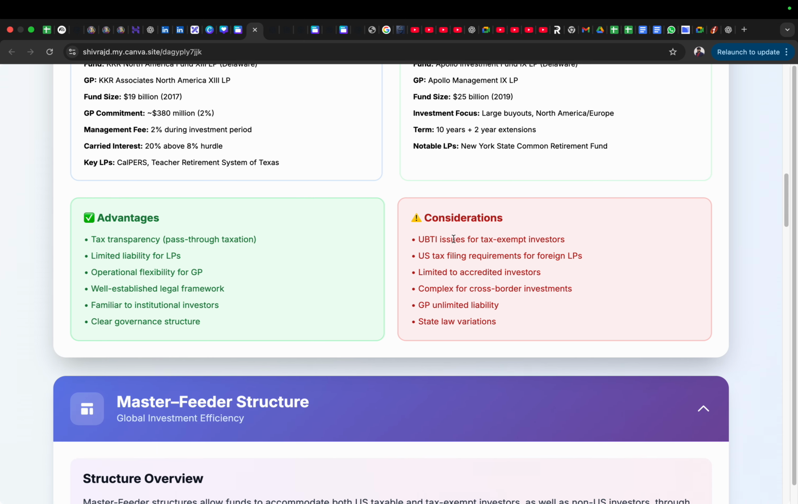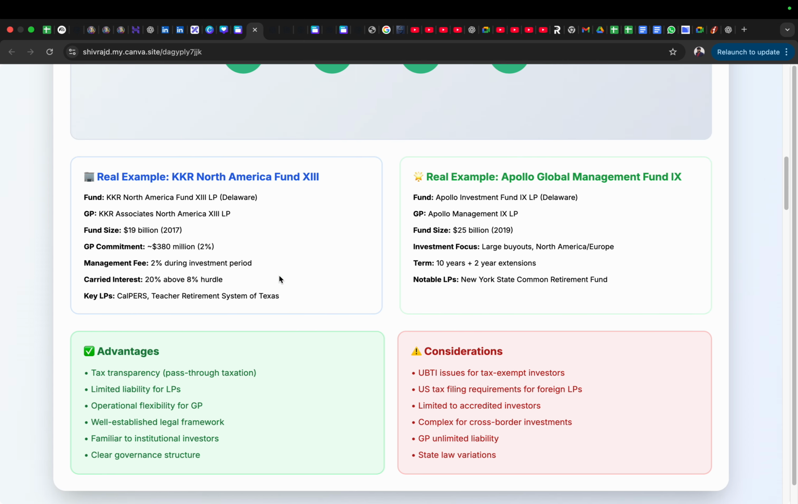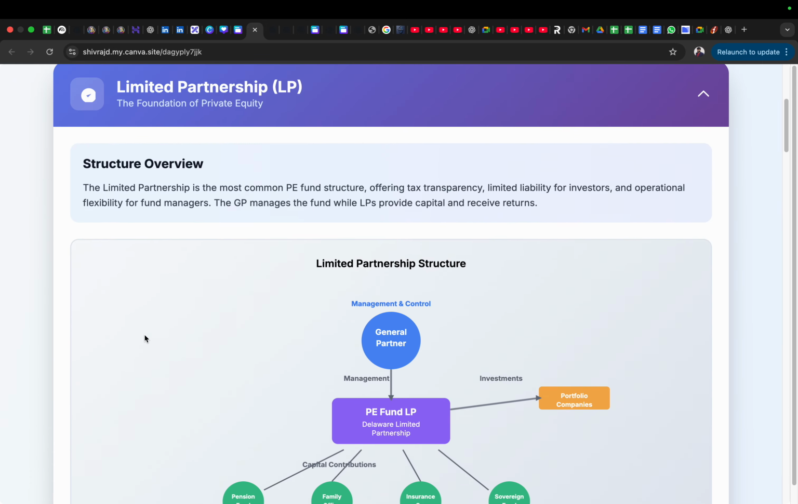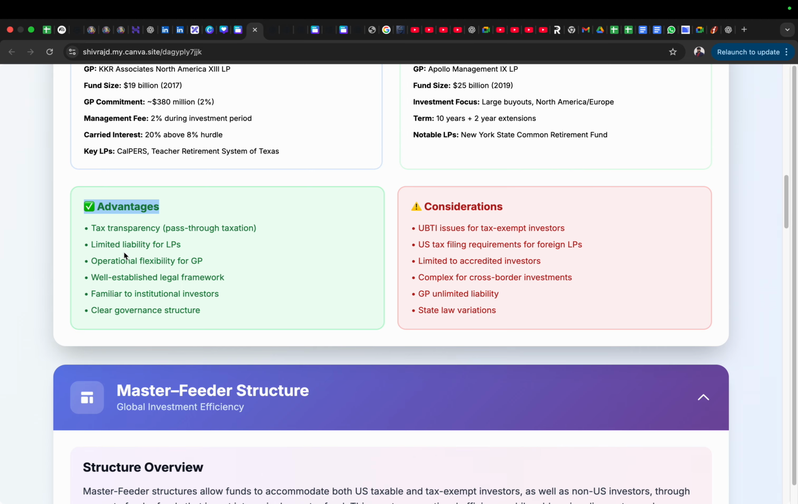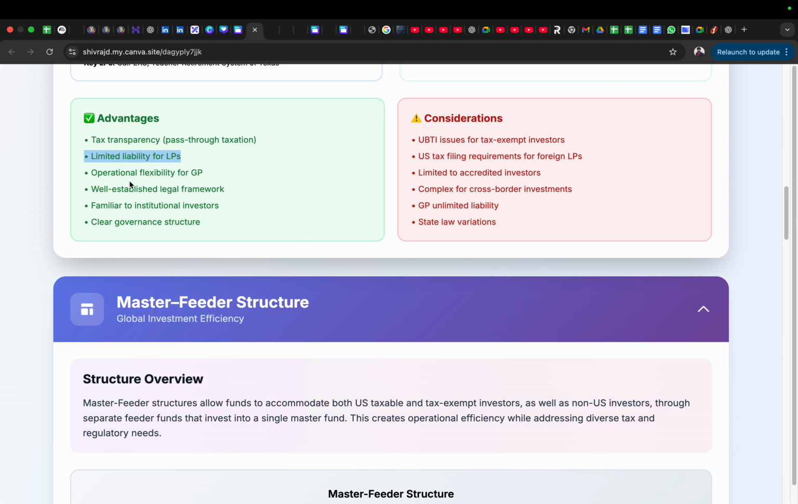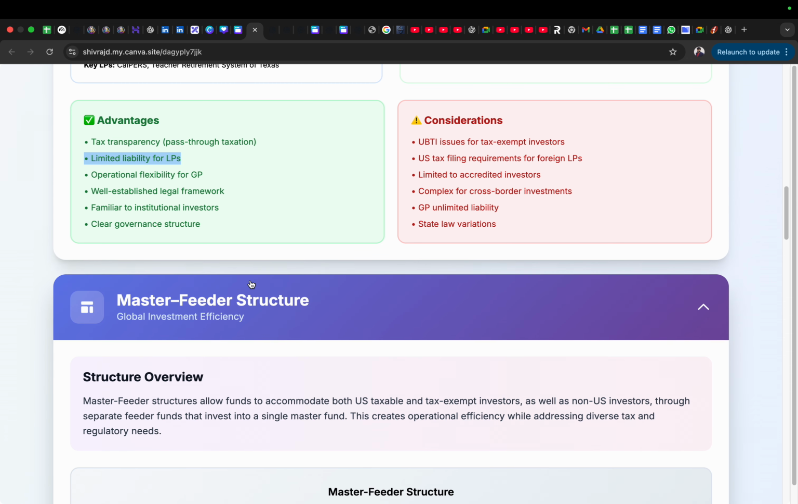Now the advantages of this GP-LP structure. Tax transparency, which is pass-through taxation. It means taxes pass through to the limited partners and general partners, so the partnership doesn't need to pay any taxes at the partnership level. Then limited liability, of course, for the limited partners, operational flexibility for the GP, a well-established legal framework, familiarity to institutional investors, and clear governance structures.